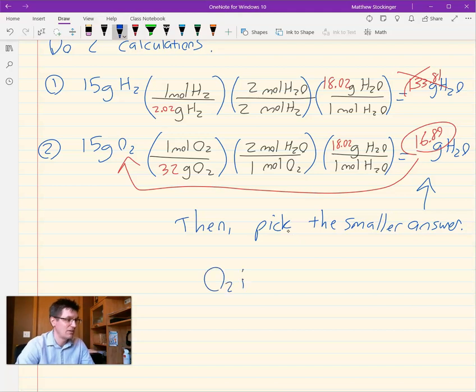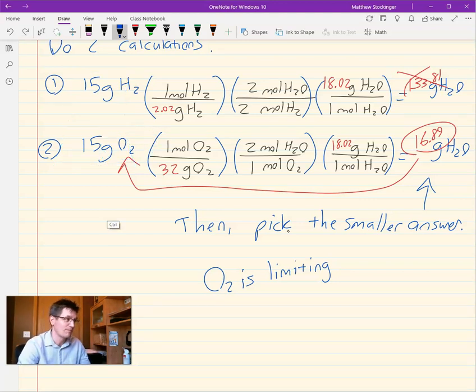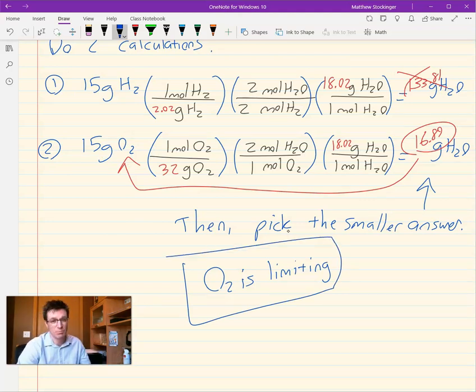Okay, O2 is limiting. If we use 15 grams of each, the oxygen is going to run out first, and we're going to have excess hydrogen left over. Okay, that's the end of the problem. It's more of the same, basically.